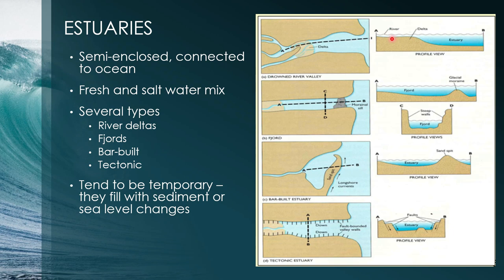Or you can have sea level rising or falling. Remember, sea level is not a constant thing. Depending on our climate, either we have a lot of the world's water that gets tied up at the poles in glaciers, or those glaciers melt, and we have very, very high sea level, okay? So estuaries are temporary because of these factors.